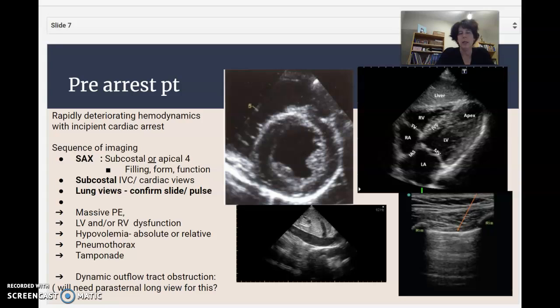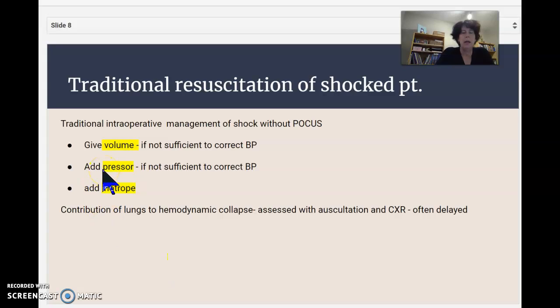So how do I use that as an adjunct to my resuscitation? Traditionally for us, your patient goes hypotensive in the OR, you open your IV, give some fluid, you add some phenylephrine, maybe add an infusion of it. Sometimes we add an inotrope at our site, especially if we're concerned about RV dysfunction, but every site's a little bit different. And the contribution of the lungs to hemodynamic collapse would be assessed with auscultation. And if you're lucky, you can get a chest x-ray with that. Often it will be delayed. And auscultation, as we know, is a very inaccurate way of assessing lung function.